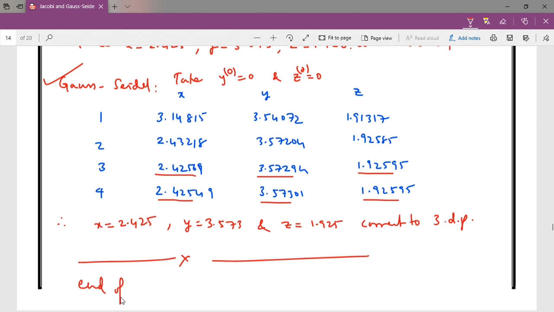So this is the end of unit 1. In the next class we shall start unit 2, that is finite difference operators. Okay, thank you.